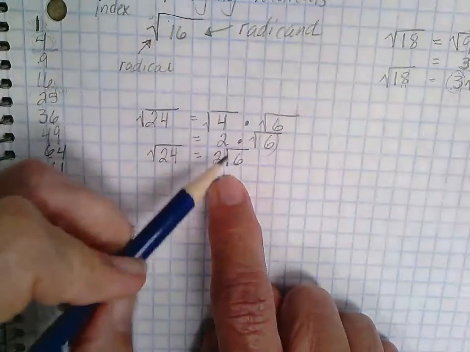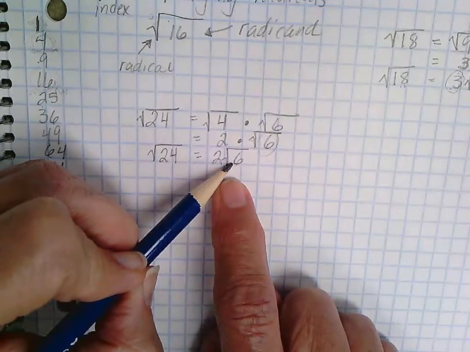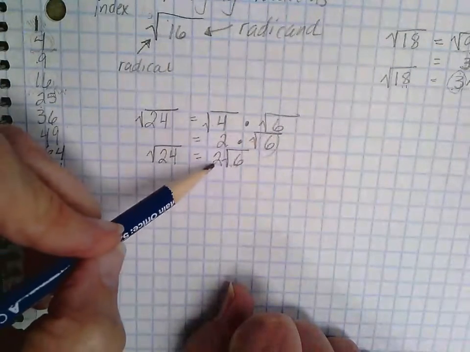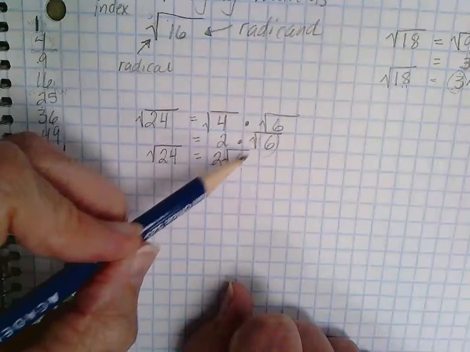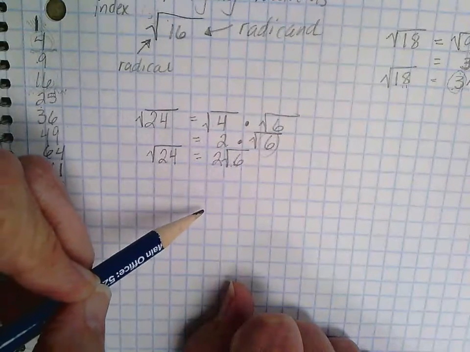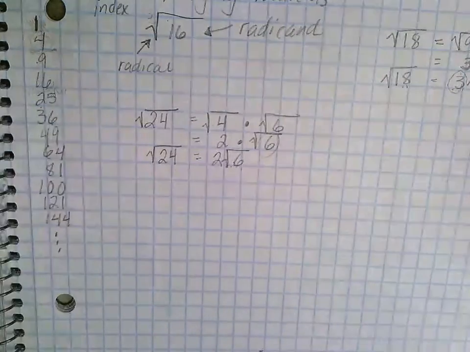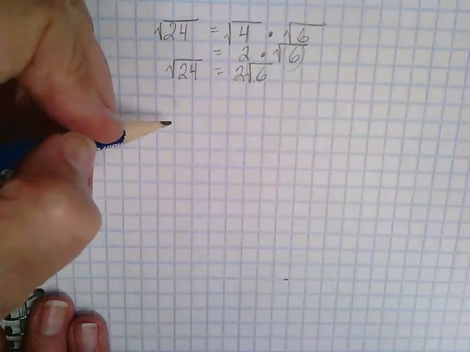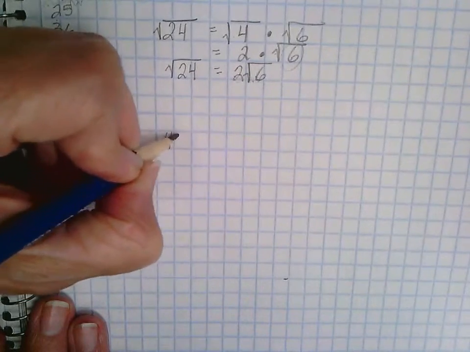Sometimes people will say 2 root 6. They don't even say times. So you might hear it referred to as 2 root 6, which means you're putting the square root sign there and you're putting the 6 under the square root sign. Let's try one more, and then we're going to talk about another method to do this same thing. So let's try 42.